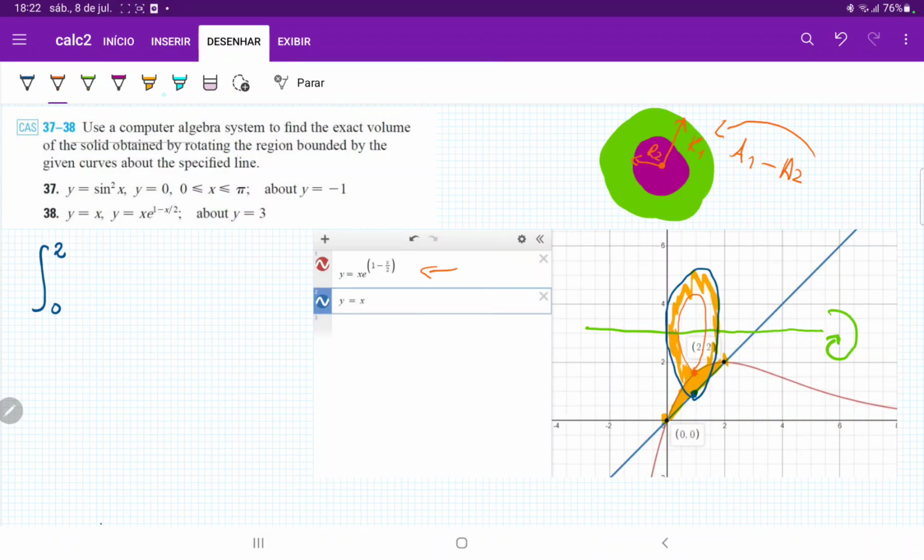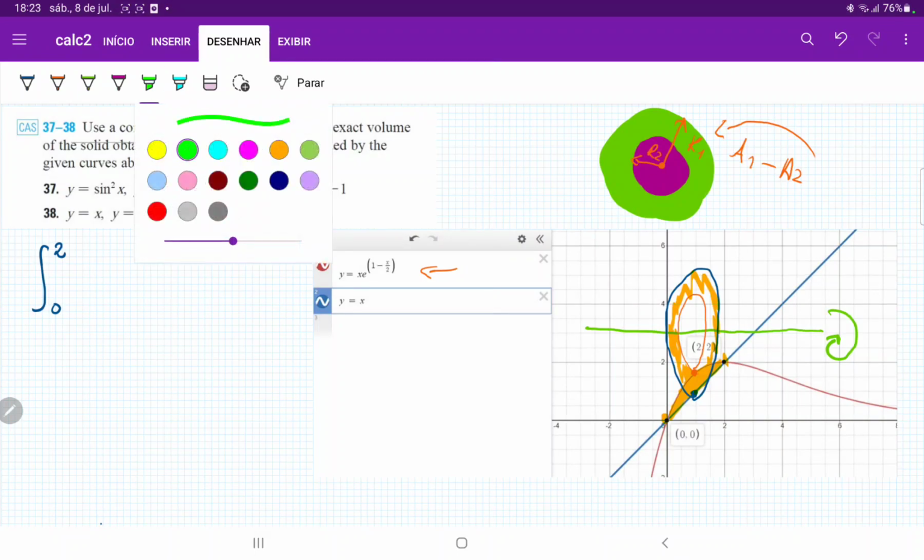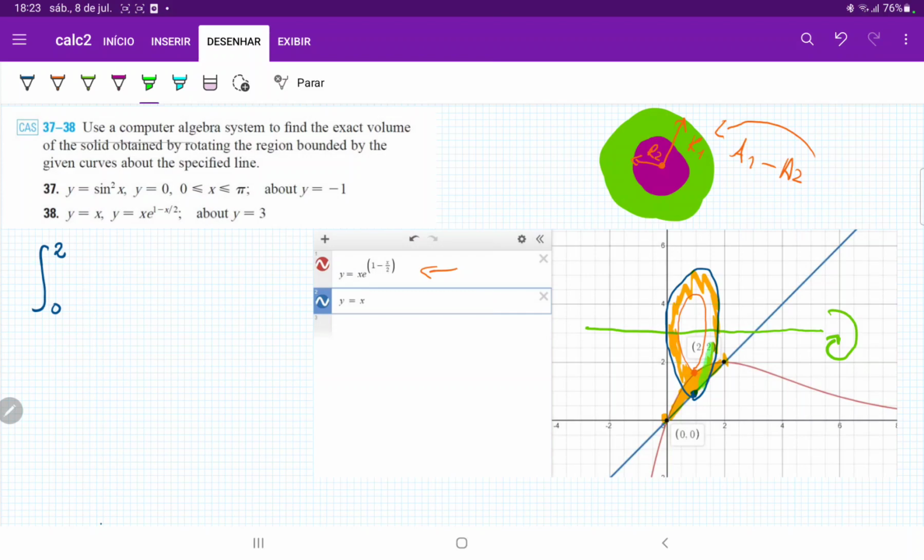So if we remove it, maybe I should have drawn everything here in green. If we remove it, we're going to get a green disk that is going to revolve like so. Yeah, maybe that's a little bit better. So we have to figure out what A1 is and what A2 is so that we can remove the smallest area from the biggest one. That will give us the ring, and then we can sum up those rings. So let's think about how we're going to get that.